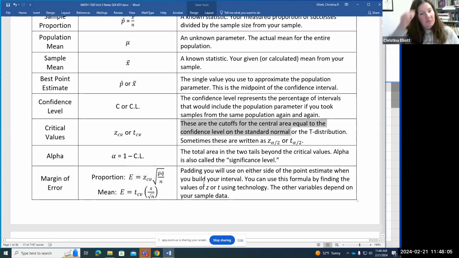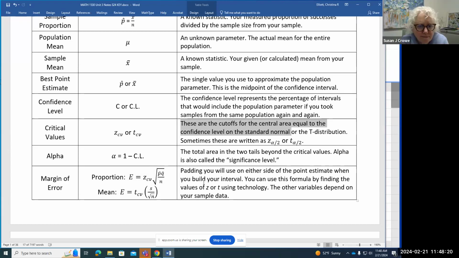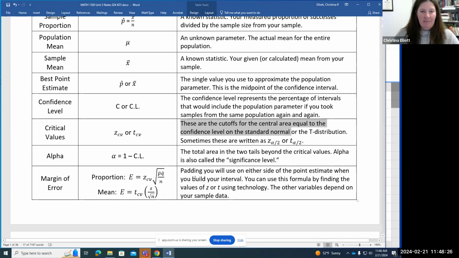You can use this formula for calculating the margin of error, or you can find your confidence interval in StatCrunch and use that confidence interval to estimate your margin of error. I think we do both. But that margin of error is that padding that you add and subtract to either side of your point estimate to build your interval.